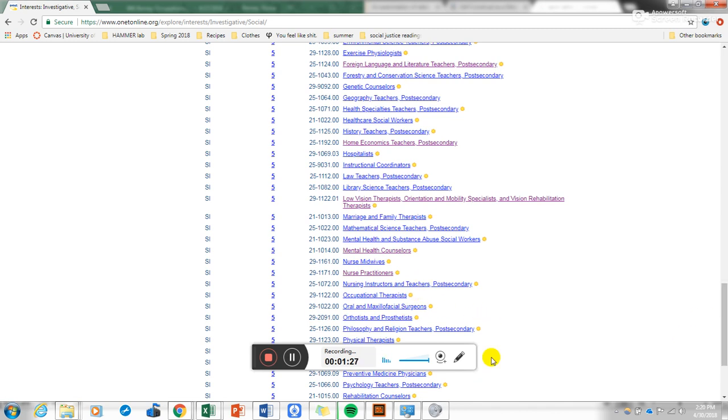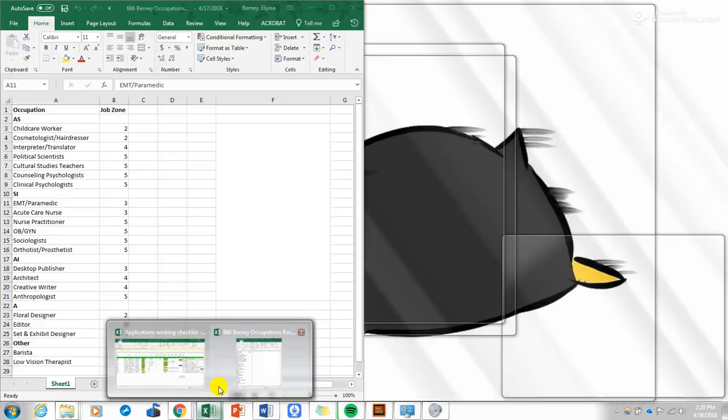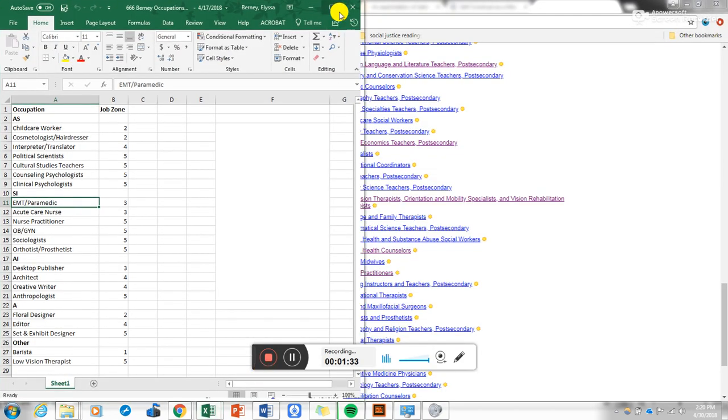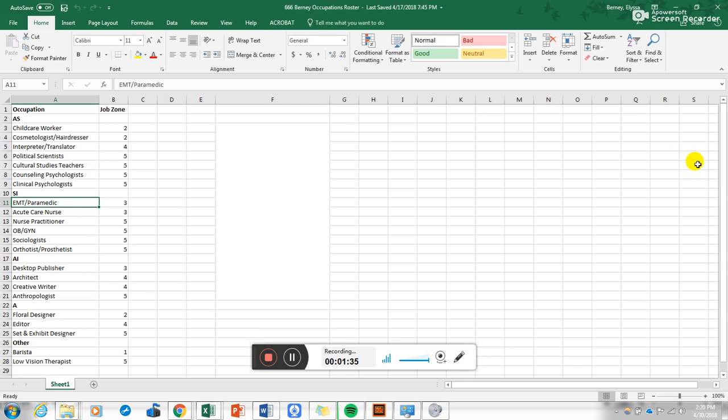And so keeping that in mind, we're going to fast forward a little bit and we're going to find my occupations roster. Because of who I am, I've organized it by code. So you see the ones I pulled from AS are here, the ones I pulled from SI are here, and all the way down to this. And I also included a couple more just to say I did.